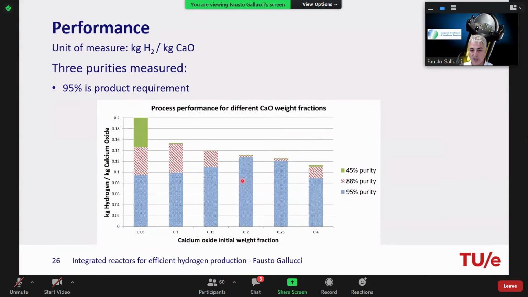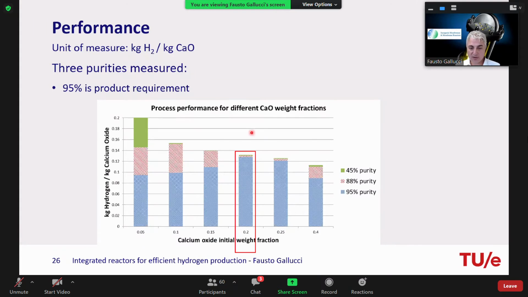So if we have 20% of calcium oxide in the system, the total amount of hydrogen that we produce is a little bit lower than in other cases, but it's more pure. You see that the purity of the hydrogen is 95%. If we put more calcium oxide, then again, we decrease the hydrogen production, and we decrease also the purity. So this is the amount of calcium oxide that we need. And then we need a similar amount of copper to regenerate the calcium oxide.